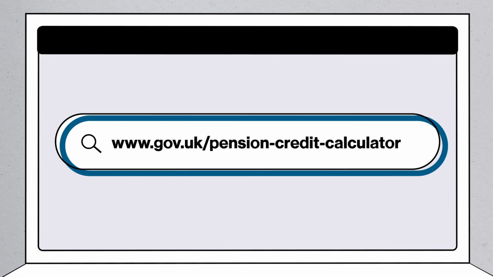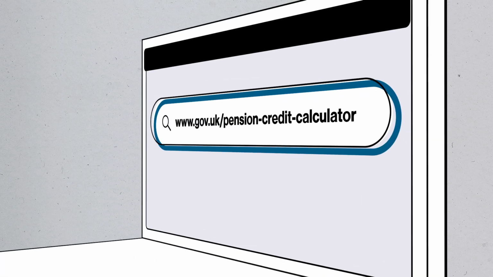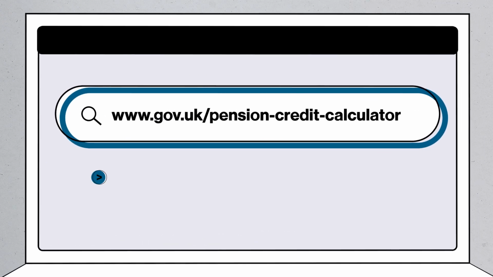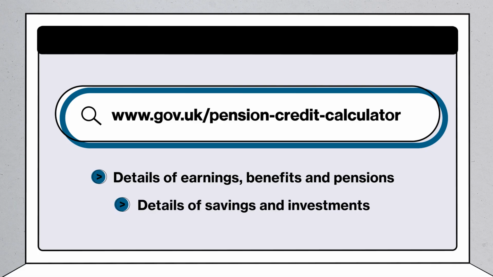To use the calculator, first you should gather the following information for you and your partner if you have one. Details of earnings, benefits, and pensions. Details of savings and investments. The information you put into the calculator cannot be used to identify you, will never be used for anything else, and is not stored after you have finished using it.